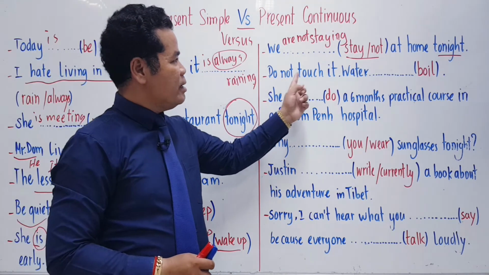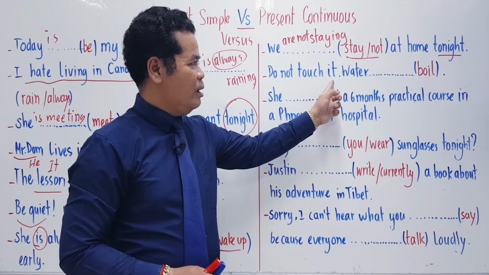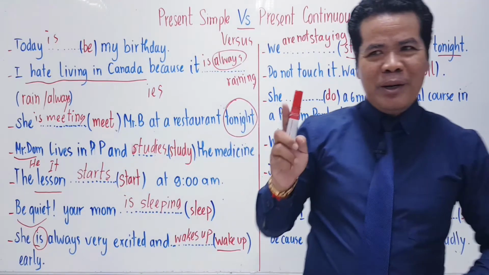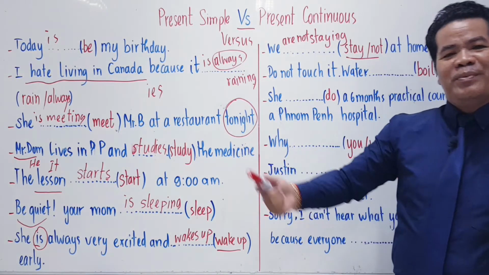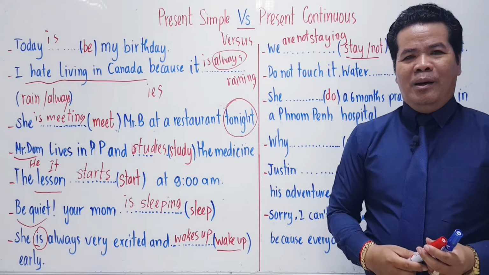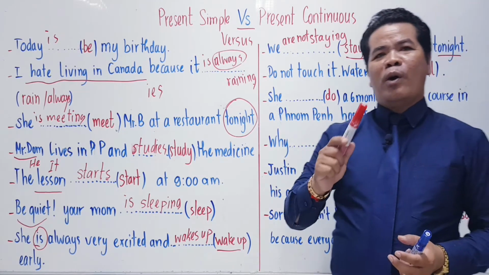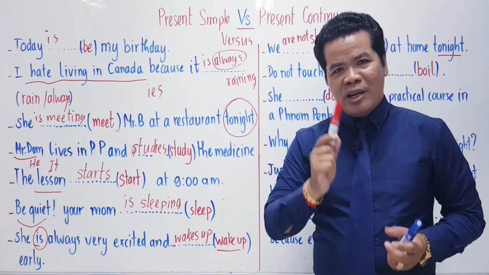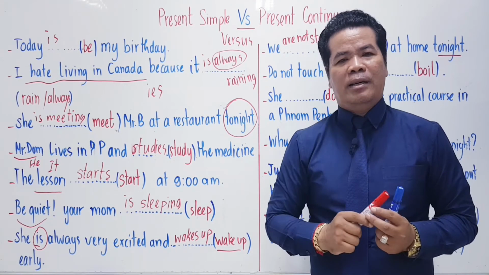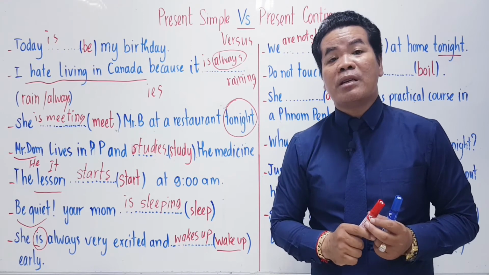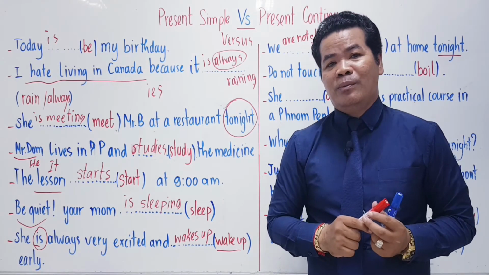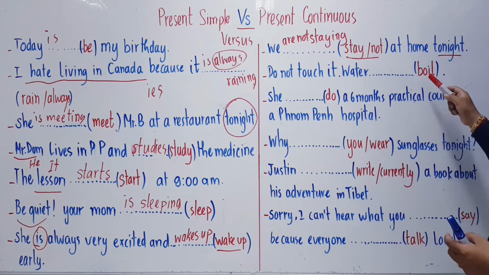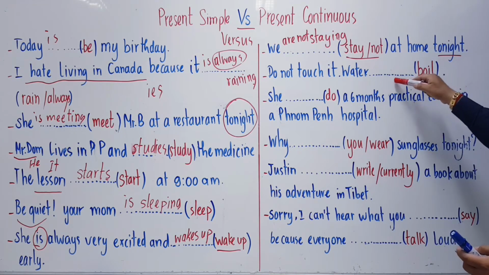Do not touch it. Water. Remember about something like nature? Water boils at 100 degrees centigrade. This is the nature. This is the fact. Okay? We use present simple. But how about this one? Can we use it as the present simple?